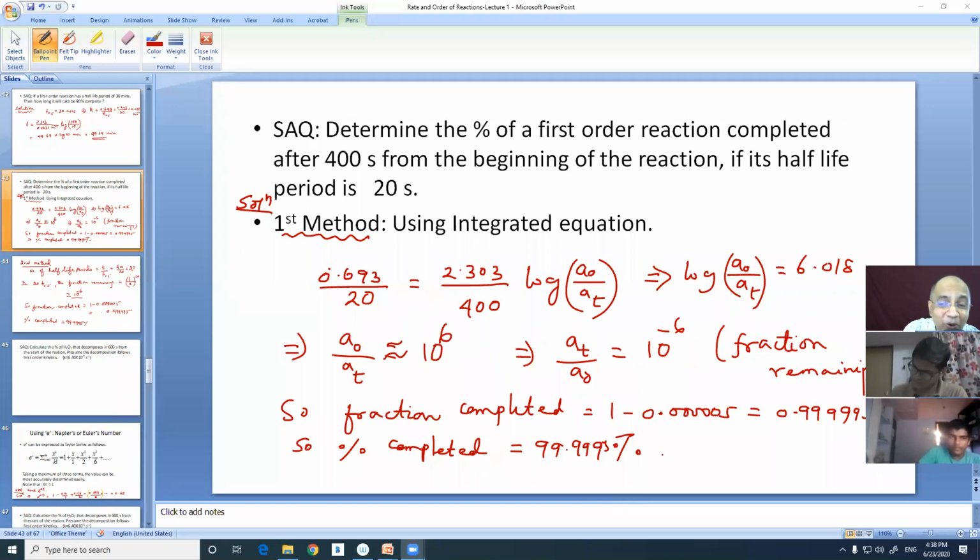So it is always better to find the fraction first, directly the ratio. A0 by AT is not the one which we are interested in. It's the reciprocal. A0 by AT is coming 10 to the power plus 6, but we want AT by A0, the fraction of the reactant which is remaining. AT is remaining, A0 the initial, so that is the fraction. If you subtract it from 1, it will give you the fraction which has been reacted. You understood? This is one way. If you have written it, it is well and good.